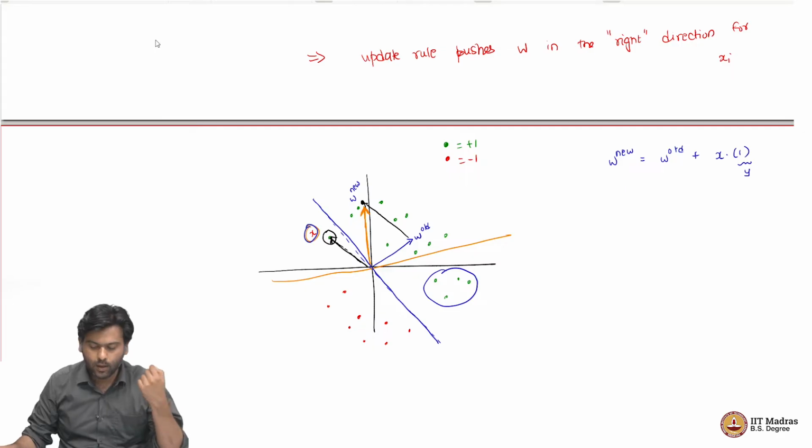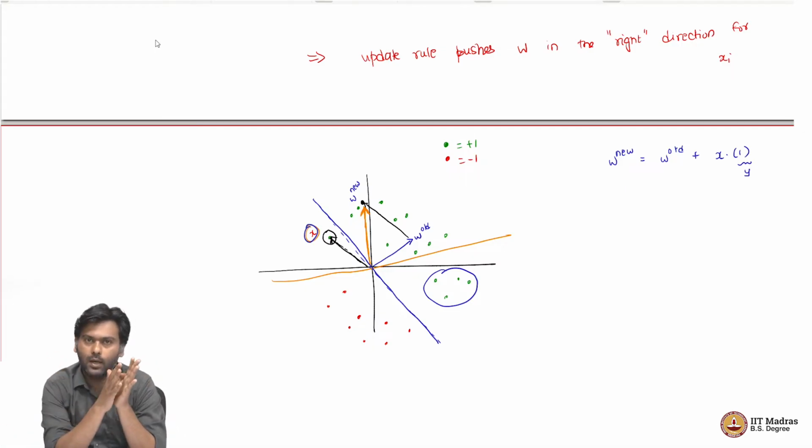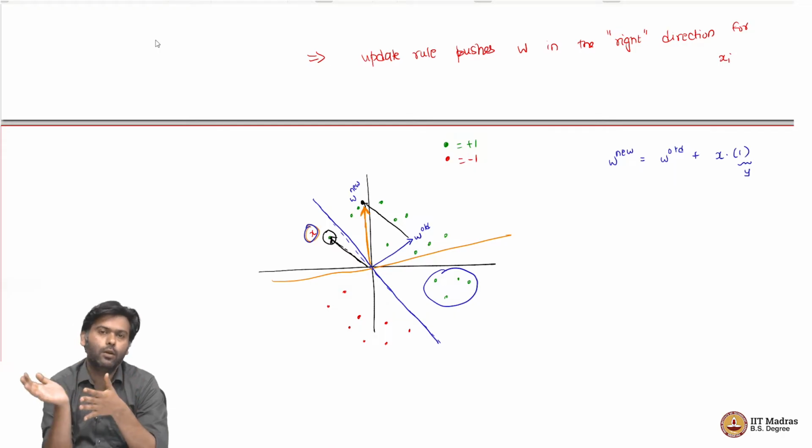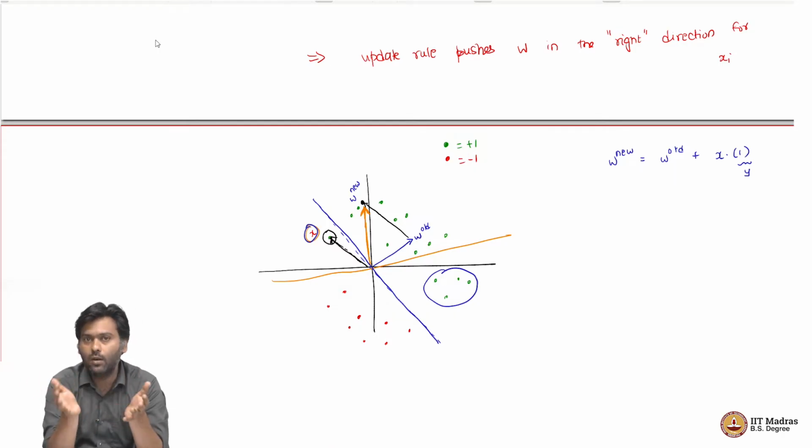So, though the update rule is pushing correctly in the direction for the current point where you are making a mistake, it might introduce mistakes for other data points. So, it is not at all clear if this update rule is actually a solid update rule, right. And that is one of the reasons why this algorithm is surprising, and surprisingly effective also.